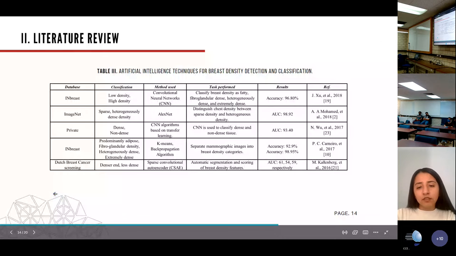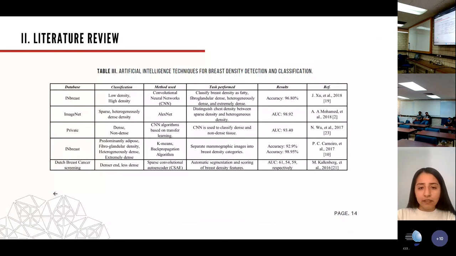In addition, there are many studies that focus on classifying breast density, because having a high breast density means a greater probability of not detecting any abnormality in the breast. This table shows a compilation of various scientific investigations corresponding to the identification of the types of density present in the breast tissues. It is made up of six columns, among which are database, classification, method used, task performance, results, and reference. It can be seen that the first four articles provide results greater than 90%.